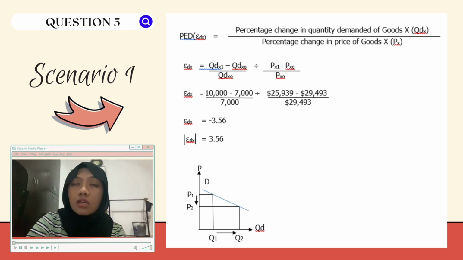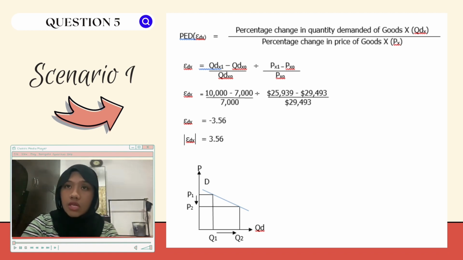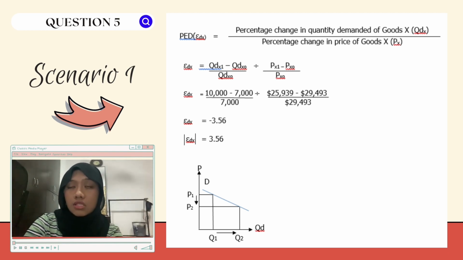The question is, assume ABC firm that sells electric vehicles wants to increase its revenue. The price of electric vehicles falls from $29,493 to $25,939, and the quantity demanded increases from 7,000 to 10,000 units.